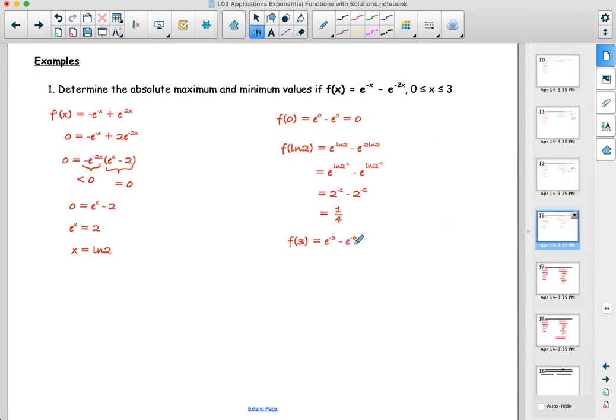Now we'll do f at 3. That's e to the negative 3 minus e to the negative 6. Clearly that's not a negative value. Your question is, is that larger than 1/4? So I'm going to factor out e to the negative 6 and get e to the 3 minus 1. It's also possible that you could punch this into your calculator and see what's going to happen. This value is actually going to be between 0 and 1/4.